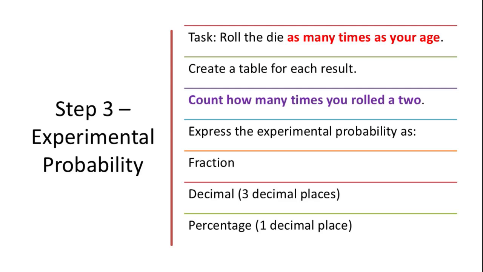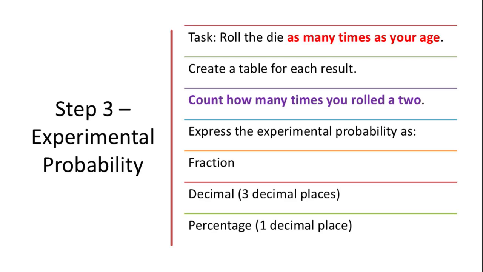Then take your die and roll it the number of times that is equal to your age in years. For example, if you are 20 years old, roll the die 20 times. Create a table to document each roll of the die. Use this trial data to determine the experimental probability of rolling a 2 on the die.